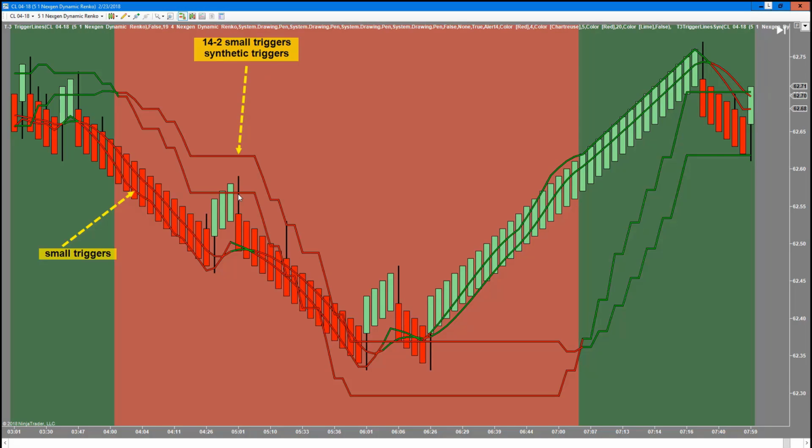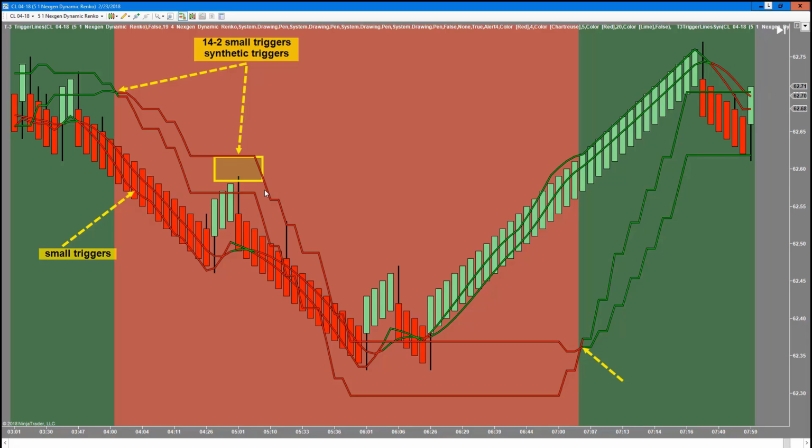Now there's a couple of relationships on your chart that you're going to notice. The first is a background color. When the 14-2 triggers cross to the downside, the background color paints red. Pretty easy. And when the 14-2 triggers cross up, as you see over here, the background color changes to green. What we look for is when the market is going down and our trigger lines are going down, we look for some type of short signal, or we look for our rules to be met.